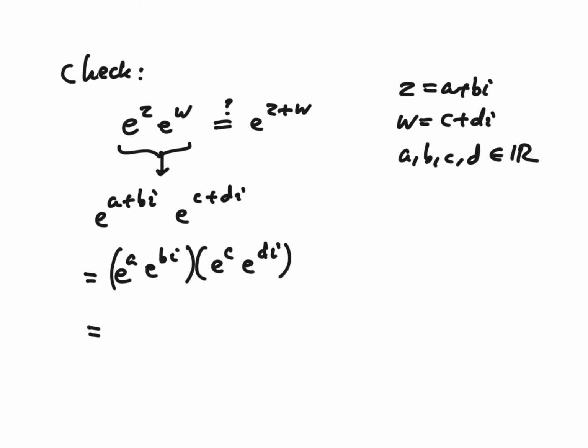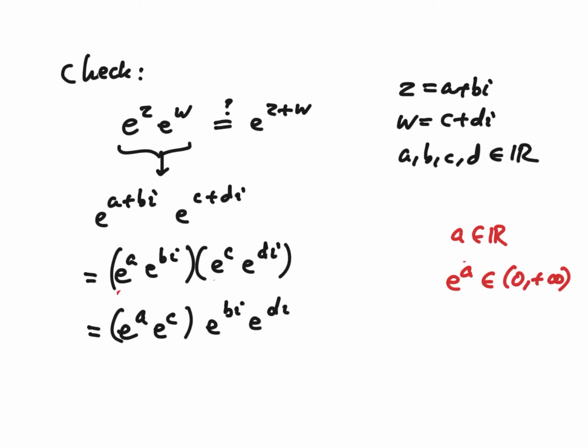But then you see that this is just a product of 4 complex numbers. Actually, these are even real. If a is real, then so is e to the a. In fact, it's not only real, it's positive. So these 2 happen to be real, but reals are also complex. And so we have a product of 4 complex numbers. We can reorganize it like that. And then using the exponential law for real exponents, we get that. And using the exponential law for pure imaginary exponents, we get this. And that's the same as this.